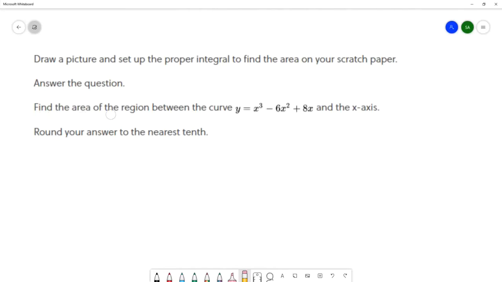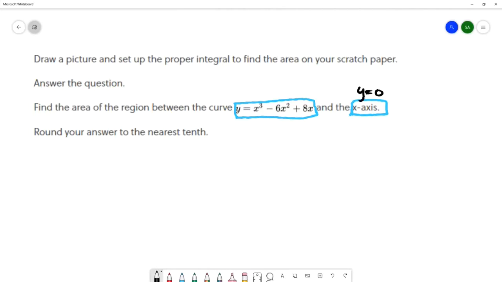Find the area of the region between the curve y equals x cubed minus 6x squared plus 8x and the x-axis. Round your answer to the nearest tenth. So our two curves in this question are the curve y equals x cubed minus 6x squared plus 8x and the x-axis. Now the x-axis has the equation of y equals 0.